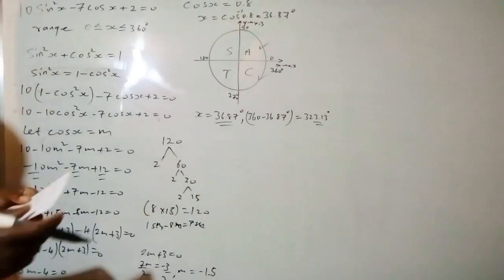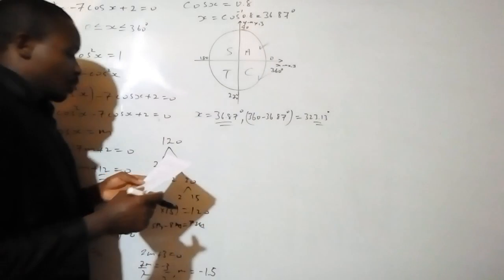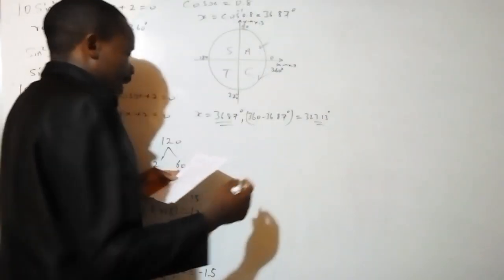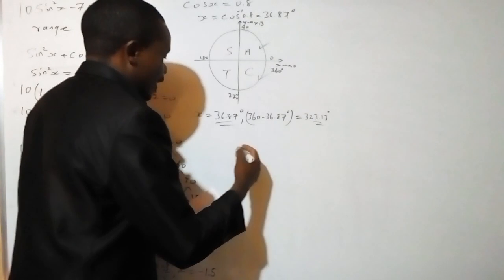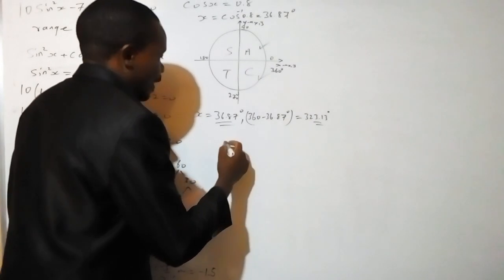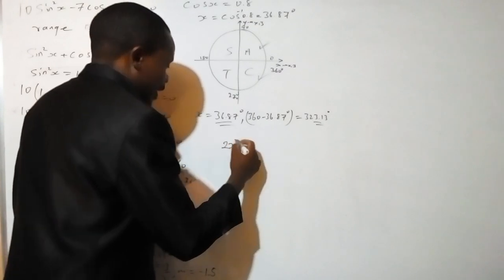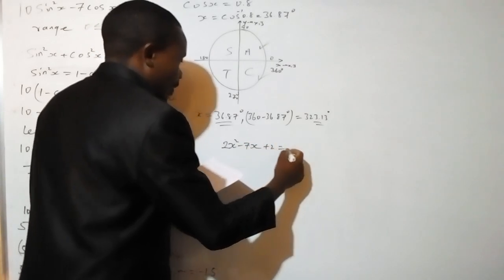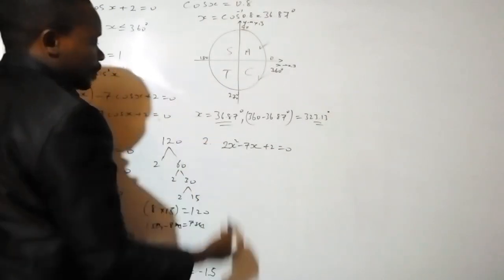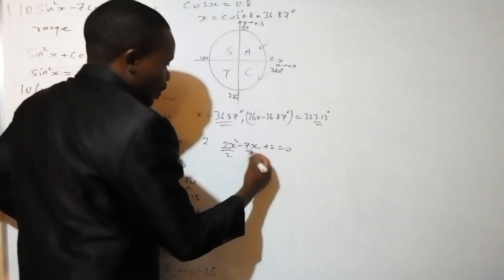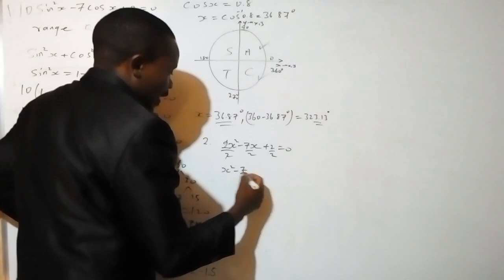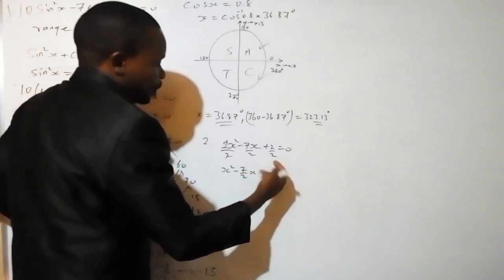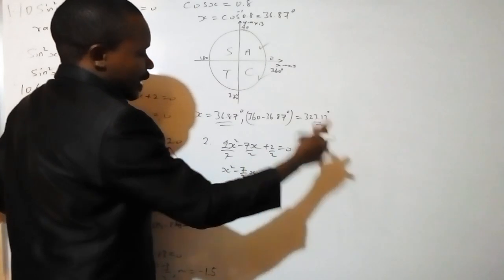Next, we are going to solve by completing the square method, where you are given 2x squared minus 7x plus 2 equals 0. This is our number 2. The first thing you do, you divide by 2 throughout, and we are going to have x squared minus 7 over 2x equals 2 divided by 2, which is 1. You can take it to the other side to be negative 1.